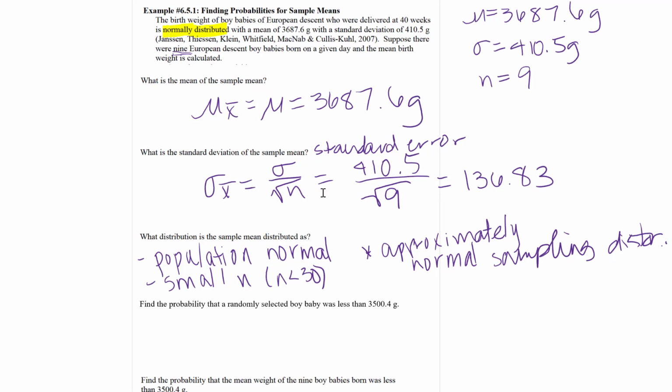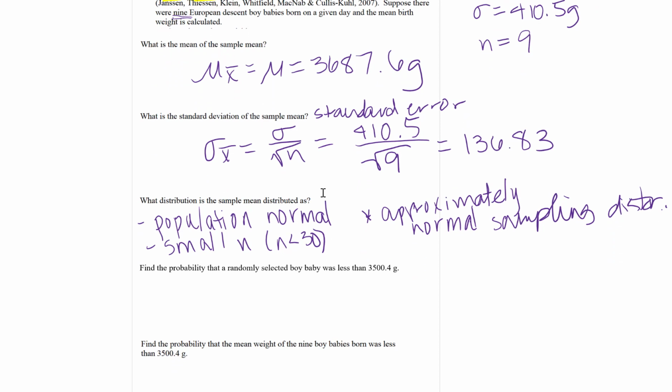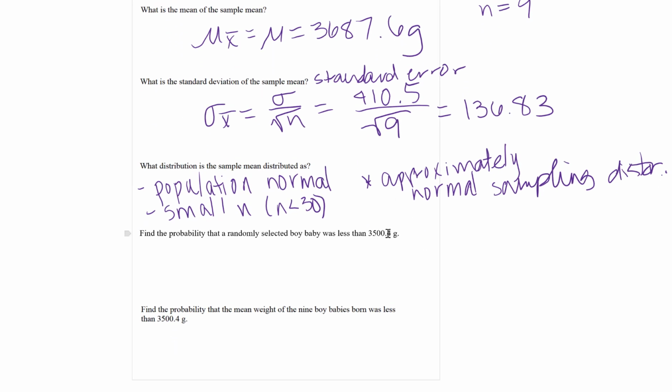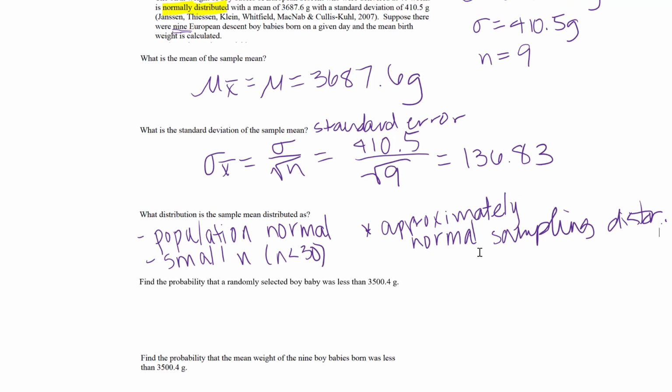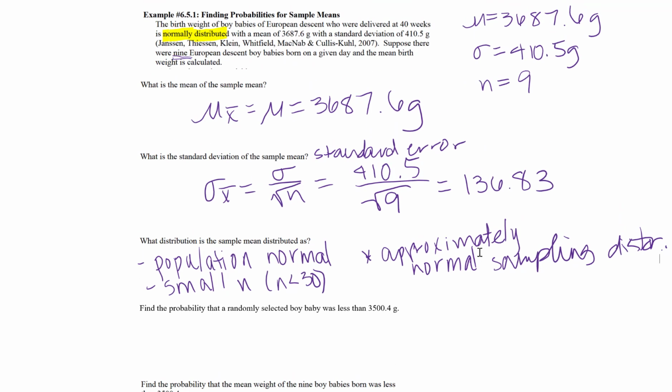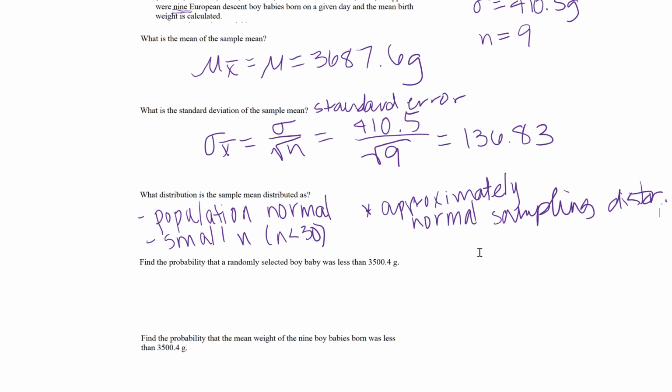Okay, so find the probability that a randomly selected boy baby was less than 3,500.4 grams. This is a question that I kind of snuck in there that your example did not have. Reason being, I wanted you to see right here, I'm going to highlight it, where it says randomly selected. When they're talking about just a randomly selected individual and want to find the probability, you find the probability according to just regular normal distribution. You don't have to use this adjusted standard error.